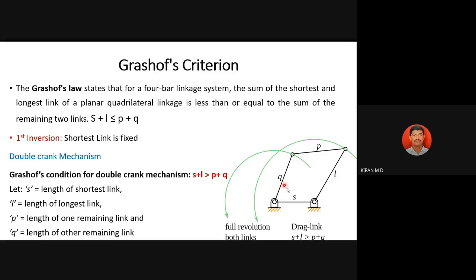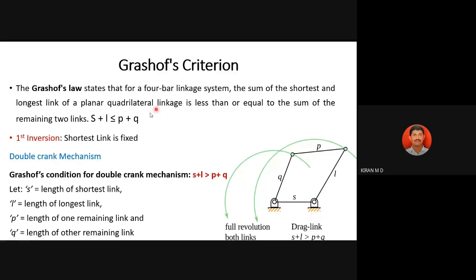Crank and crank means double crank mechanism. So again, if it rotates 360 degrees, it is a crank; if it oscillates for a certain angle, it is a rocker. If the link rotates continuously through the entire 360 degrees, we call it the crank. If it oscillates for a certain angle, we call it the rocker. That's how we get the crank and crank mechanism, or double crank, crank and rocker mechanism, or double rocker mechanism, rocker and rocker mechanism.